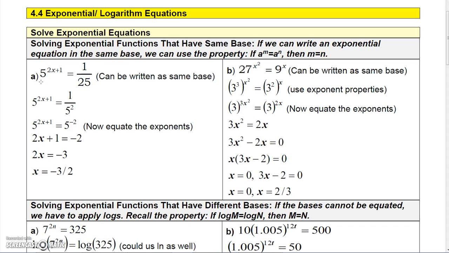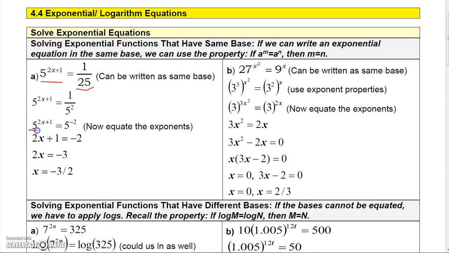equations. Like for instance here I have 5 to the 2x plus 1 equals 1/25. Well, 1/25 can be written as 1 over 5 squared, and then 1 over 5 squared can be written as 5 to the negative 2.